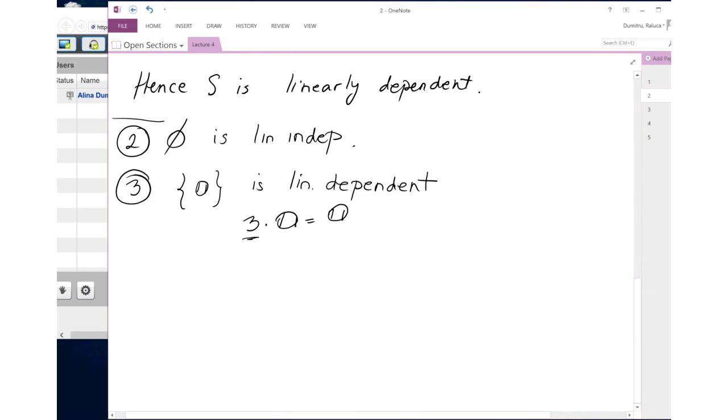Okay, what if I have a single vector in my set? So that would mean the set is linearly independent, because the only way to form a linear combination to equal 0 is with 0 scalars. Okay.